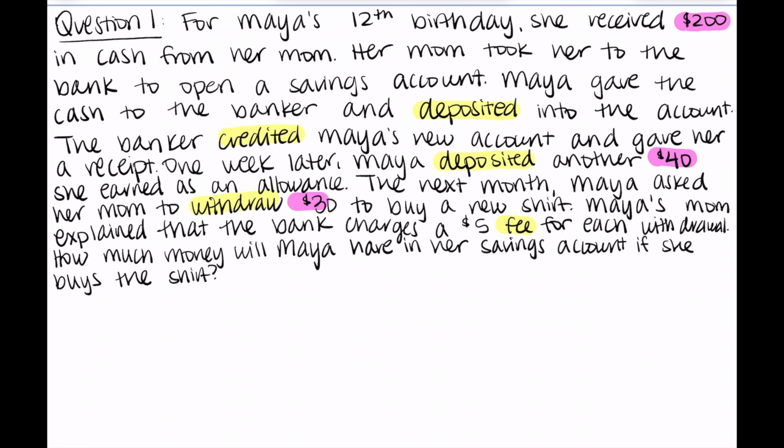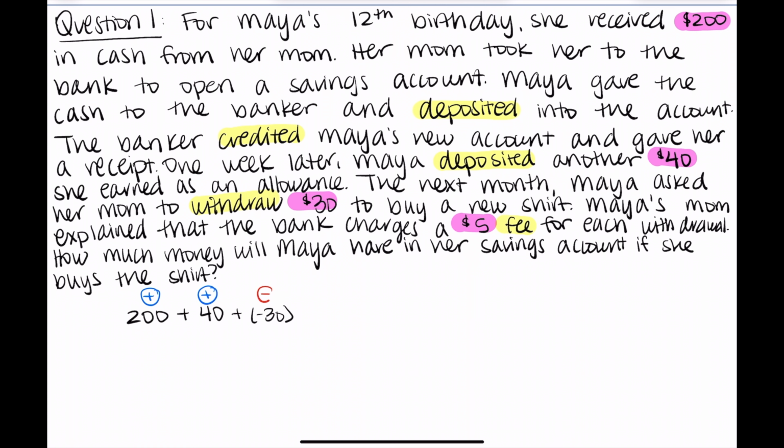So now we're going to try to figure out what these numbers mean, and are they going to be positive or negative? How are we going to solve this question? So to start off, it says that she received $200 in cash from her mom. So that would make this $200 positive, right? Then the next number we have is $40, and that was also deposited, so that would also be positive. Next, we have $30, but it says a withdrawal of $30, so that would make the $30 negative. And lastly, we have that $5 fee that the bank charges. The $5 would also be negative because it is a fee.